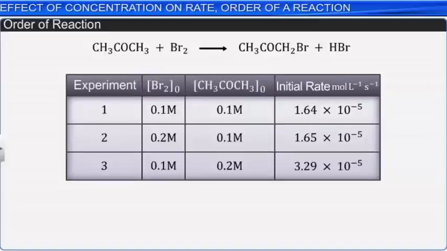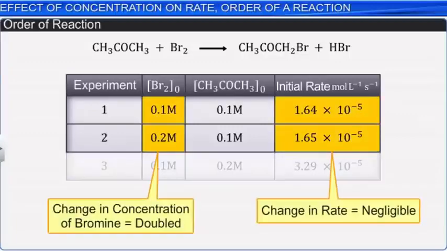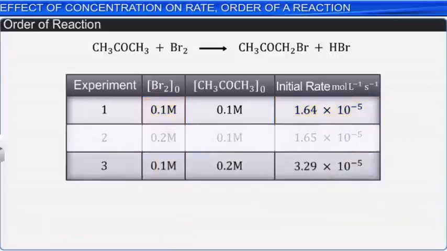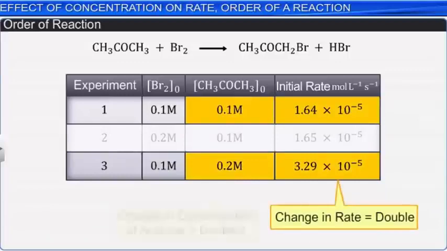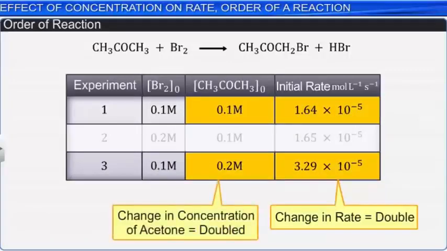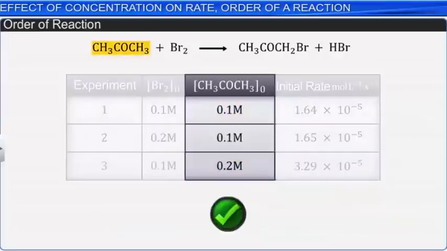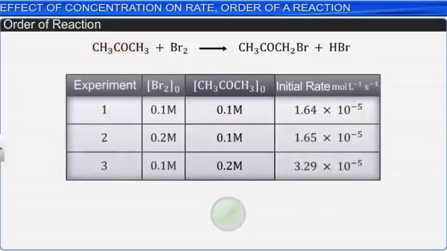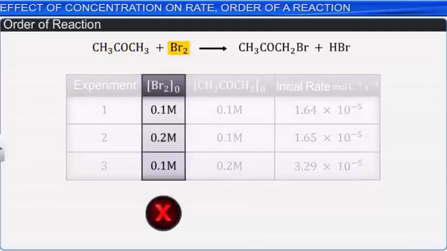Let us see how the rate of reaction changes with a change in the concentration of either bromine or acetone. From experiments 1 and 2, it is obvious that there is no change in the rate with a change in the concentration of bromine. For experiments 1 and 3, it is obvious that the rate is doubled as the concentration of acetone is doubled. That is, the rate depends on one concentration term with respect to acetone, while it doesn't depend on the concentration of bromine.